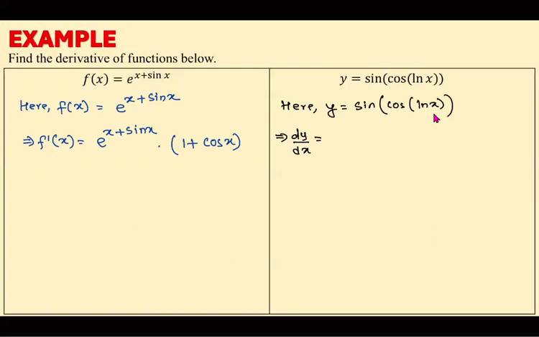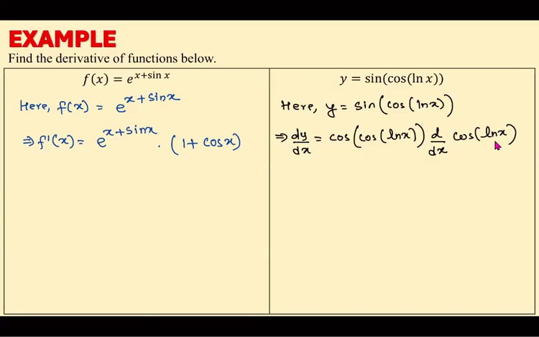The derivative of sine is cosine. So we write cosine of the inside function, which stays the same: cosine of cosine natural log x. Then we multiply by the derivative of the inside function. Let me write it down: the derivative of cosine natural log x. Now let's see how we can find this one.